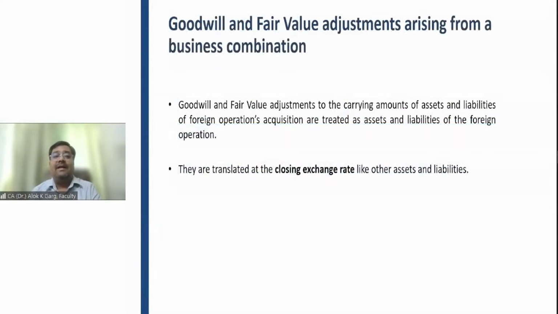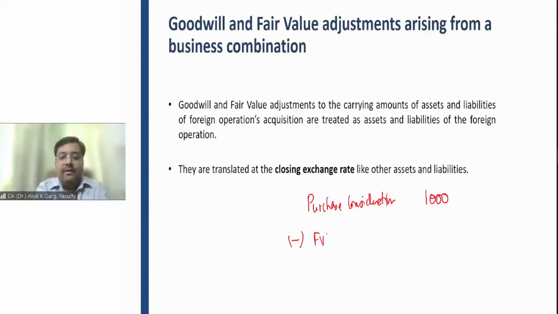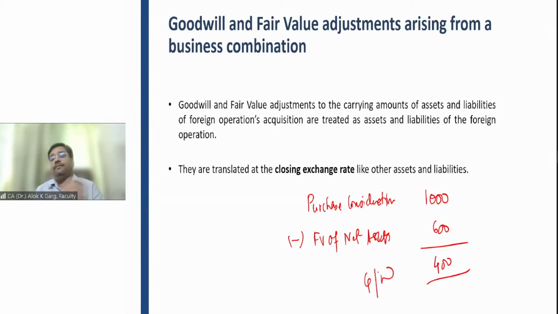Goodwill and fair value adjustment arising from a business combination, right? So friends, for example, the company has purchased an entity, right? So probably when you read business combination, so what happens? Let me tell you. Let's say there is a purchase consideration of 1000 rupees, right? And there is a fair value of net assets of 600 rupees, right? So the remaining 400 will become goodwill, right?